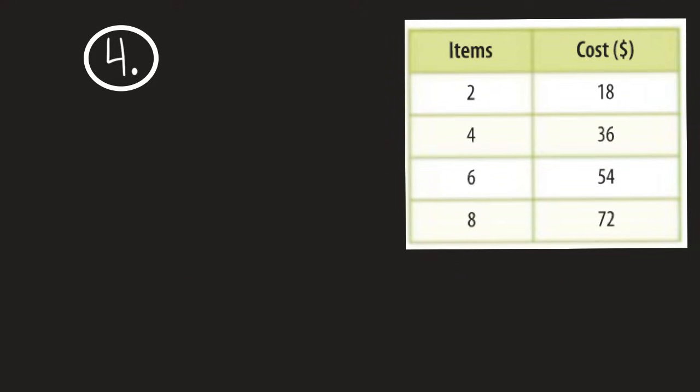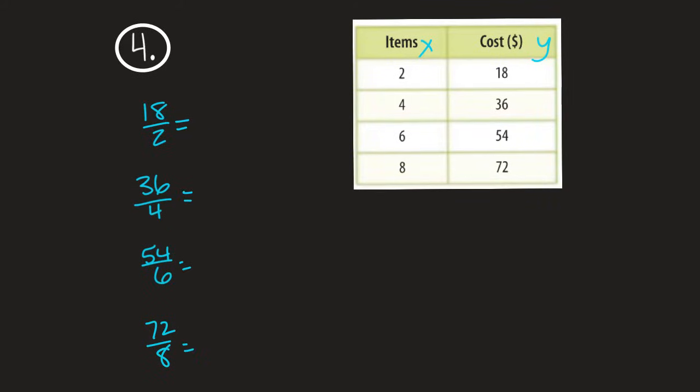Here's one more example with the table. So again, here is the x value and the y value. So when y is 18, x is 2. When y is 36, x is 4. Next we have 54 and 6. And the last one is 72 and 8. And you'll notice that if you divide each of these out, you will get 9 for all of them, which means the constant rate of change equals 9. Or we can write it as y equals 9x.